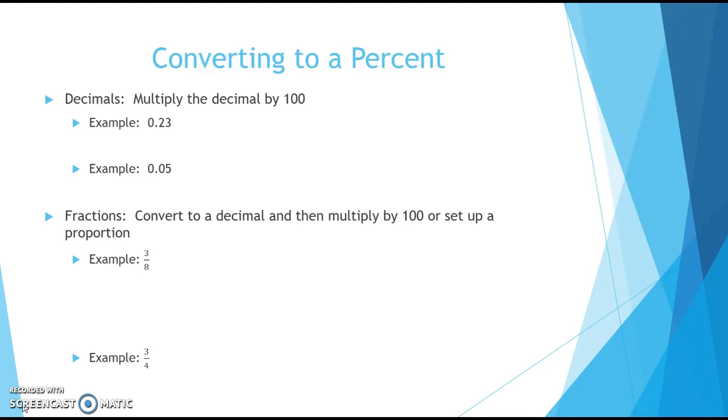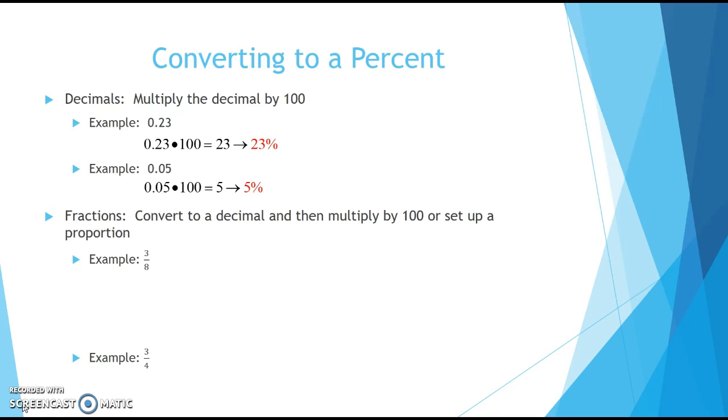Let's talk about how we convert to a percent. It's really simple. With a decimal, because it's parts per 100, we're just going to multiply that decimal by 100. So 23 hundredths multiplied by 100 is 23, or 23%. It's 23 out of 100, or 23%. 5 hundredths means 5 out of 100. So when we multiply 0.05 by 100, or 5 hundredths by 100, we get 5, or 5%.